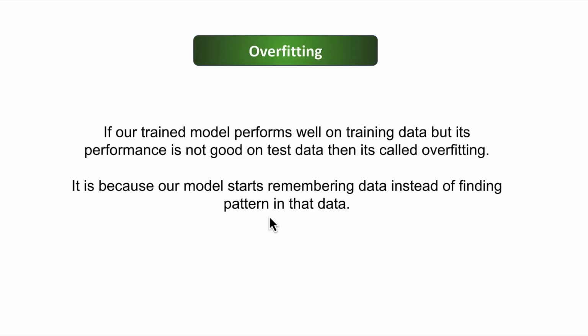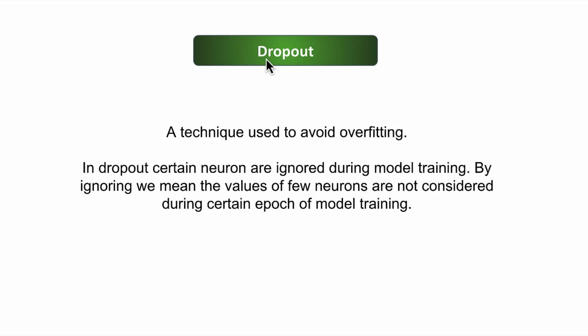And after this loss function, the next thing is overfitting. If we train our machine learning model and our trained model performs well on the training data, but its performance is not good on the testing data, then this problem is called overfitting. And it is because our model starts remembering data instead of finding patterns in that data. So overfitting is a problem which we can have with our trained model. And in this problem, after training the model, our model will not perform well on the data which is new for our model. And to solve this problem, we use a technique that is called dropout.